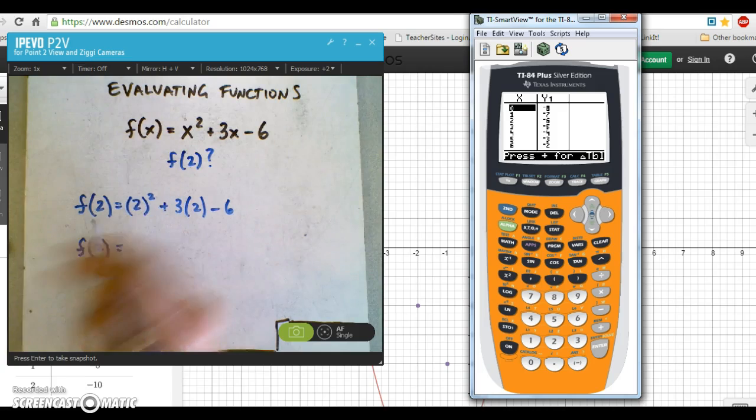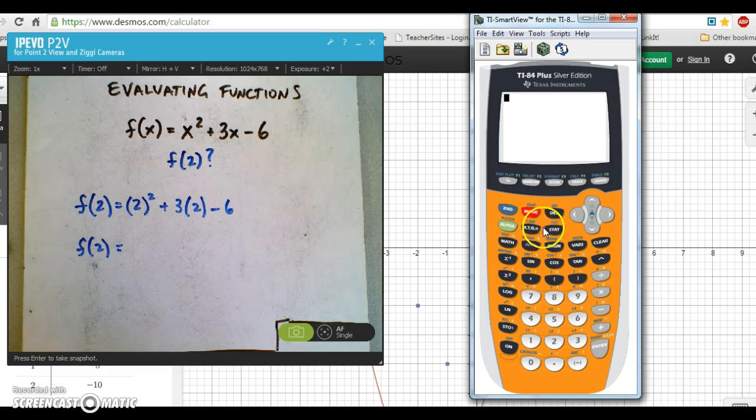So I'm just going to go to the calculator. I'm going to go to a regular screen, and I'm going to type in 2 squared. I'm going to type in exactly what I have here. So 2 squared plus 3 times 2 minus 6.